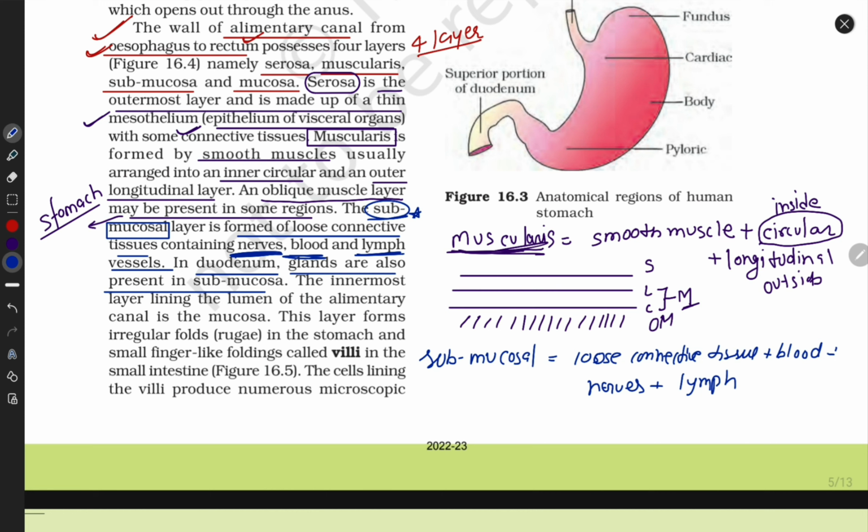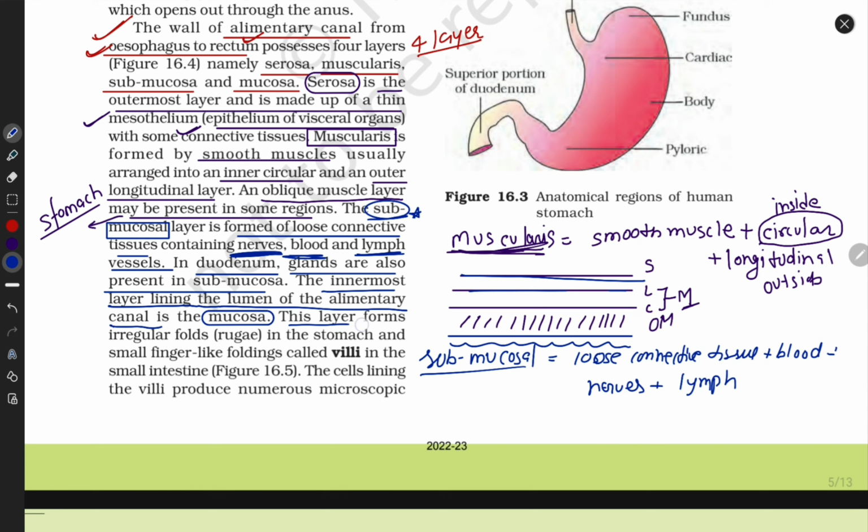Now in the duodenum, glands are also present in the submucosa. The innermost layer, the lumen of the alimentary canal, is the mucosa. Assume this is the serosa, this is muscularis, and this is the submucosa. The innermost layer is the mucosa. So our alimentary canal is made up of 4 layers.